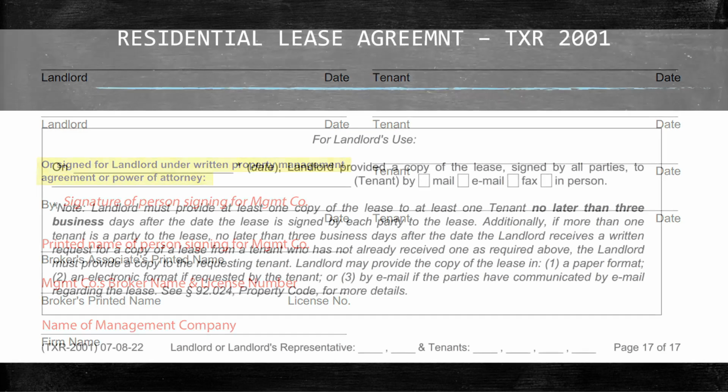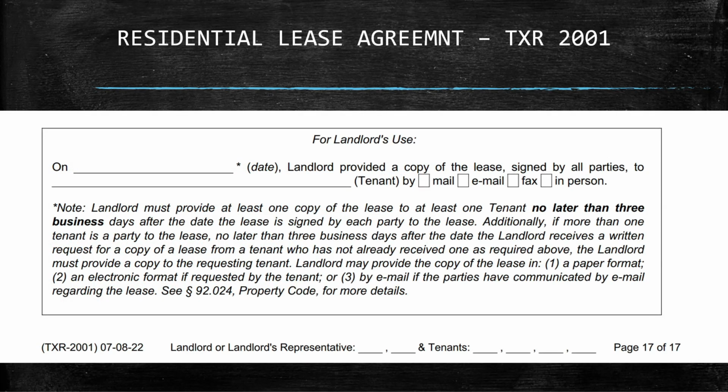Once we get the lease signed, we have to deliver these signed documents, and the lease agreement form gives us a little boxed-in section here that says it's for landlord's use. And it says on whatever date, the landlord provided a copy of the lease signed by all parties to, and we write in the name of at least one tenant, because remember, delivery to one is delivery to all of them. And we delivered to that tenant by either mail, email, fax, or we handed it to them in person.